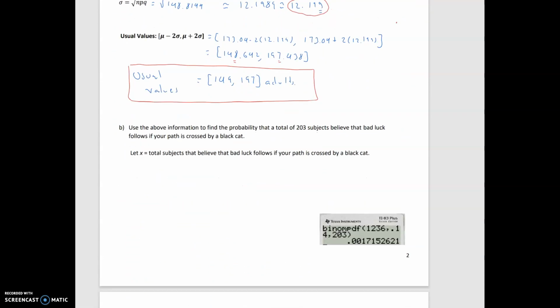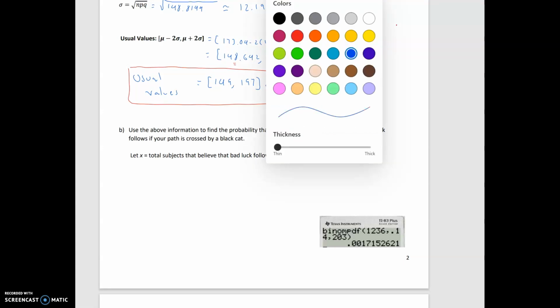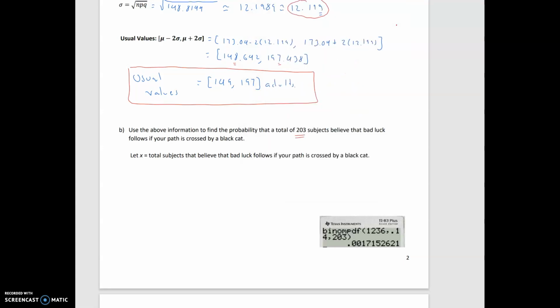For example, on the first problem, they want us to find the probability that a total of 203 subjects believe in the bad luck. So we have to declare the variable like we did before, but in this case, it's subjects who believe in the bad luck. And because it's a total, we're going to be evaluating x is equal to 203. Let me run it on the calculator.